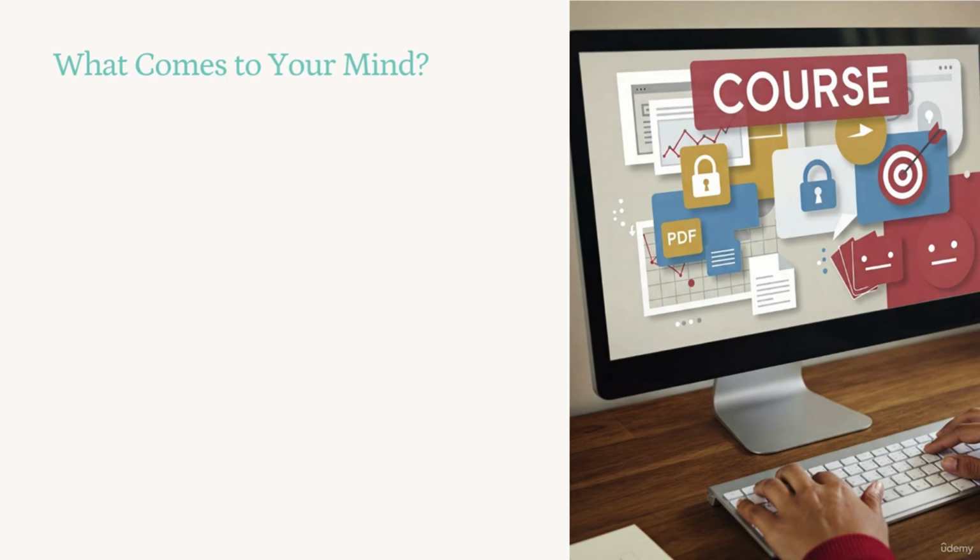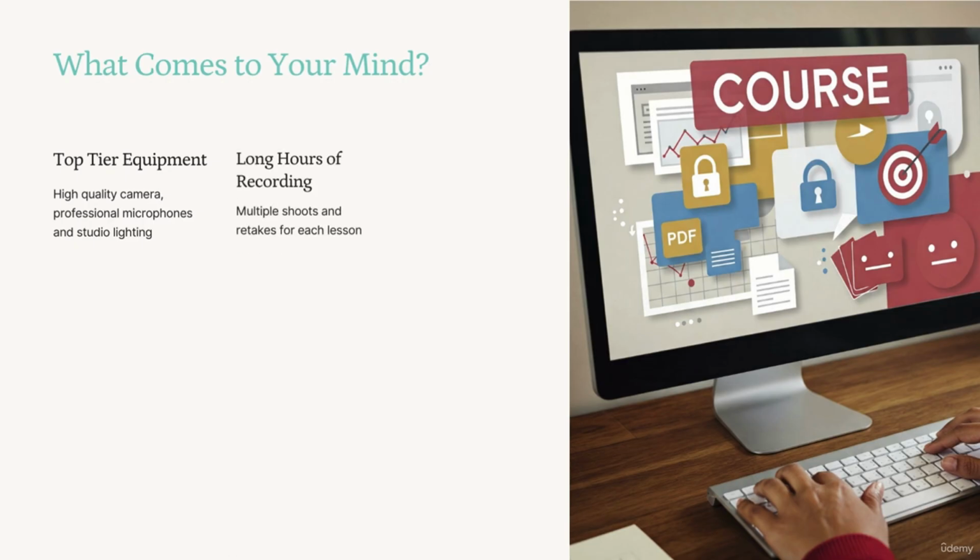Now, what comes to your mind when you think about this production phase of creating a course? Let's break it down. You need top tier equipment. Think high quality cameras, professional microphones, and studio lighting. Not to mention you have to record hours, sometimes even days to capture all the content. And after recording, you are left with the time consuming editing process. This means cutting, splicing, and synchronizing visuals and audio to create a polished final product.